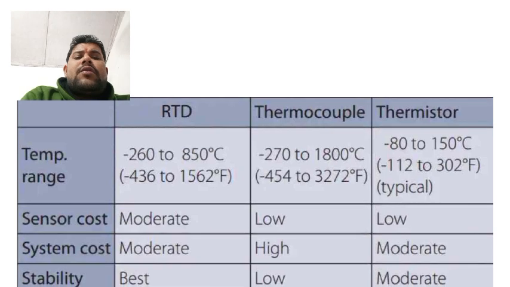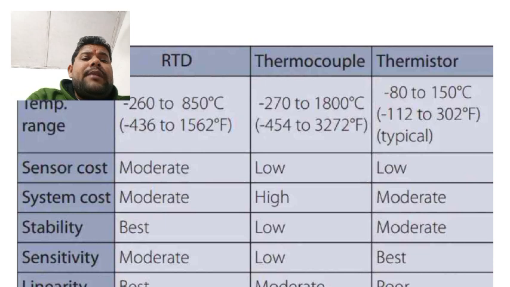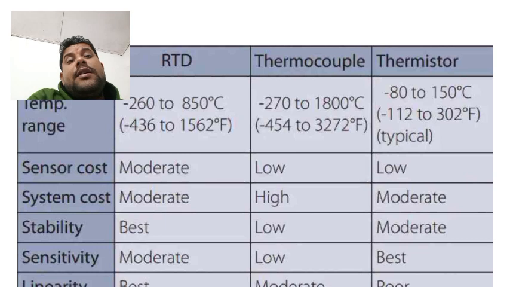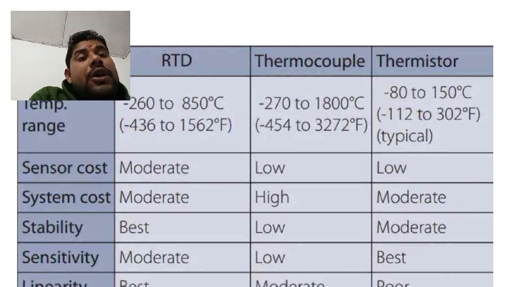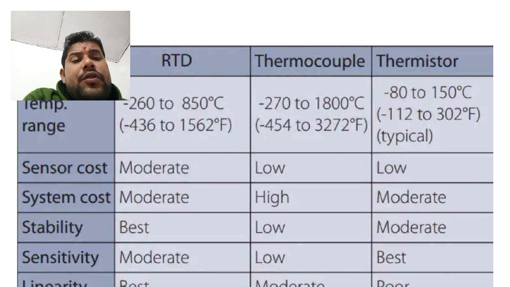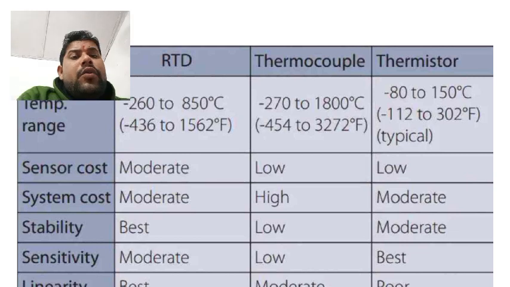Sensor cost: RTD cost is moderate, thermocouple sensor cost is low and thermistor cost is low. But in case of RTD, the system cost is moderate, while thermocouple total system cost is high because it is active. There is no need to operate it with power, that's why the thermocouple system cost is very high. Thermistor cost is moderate because its output is low, without any input it creates the output. That's why its system cost and maintenance is very high.